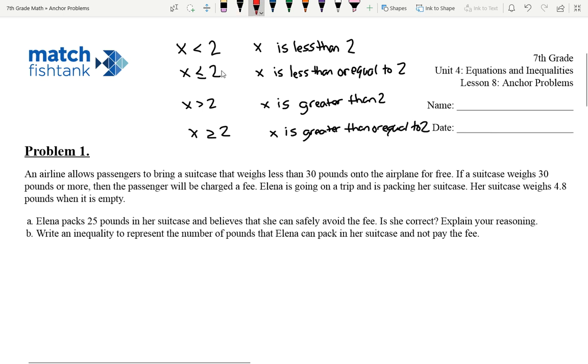Other little things we're going to point out: when you get onto a number line, the less than and the greater than are going to be open circles on the number line. When you get to the less than or equal to, or the greater than or equal to, those are going to be closed circles. So if you had a little mini number line here, where this was 2, x is less than 2, you have shading where everything is smaller than 2 with the open circle.